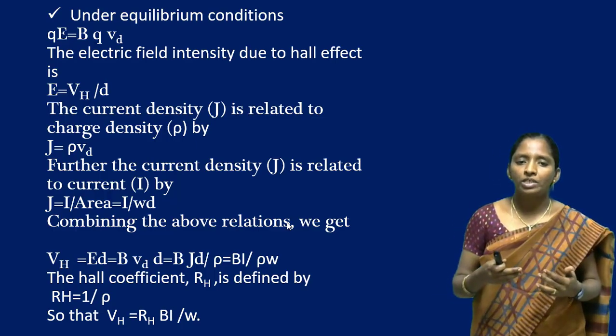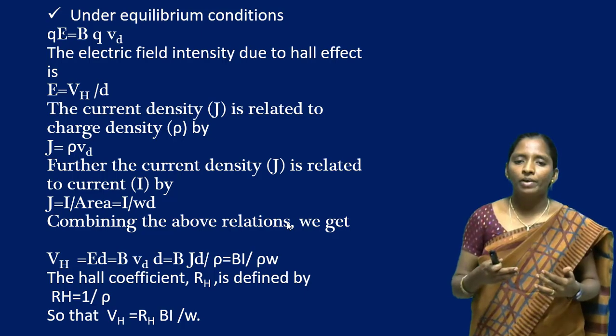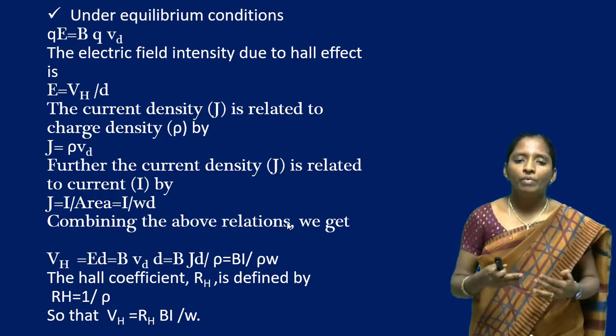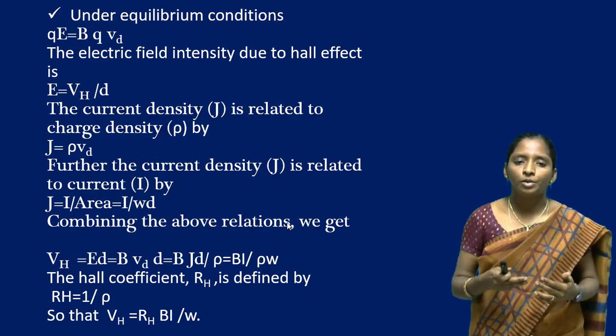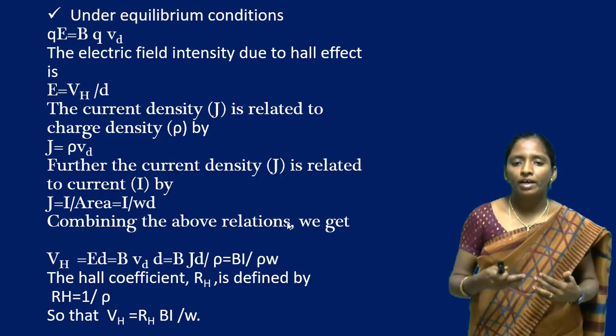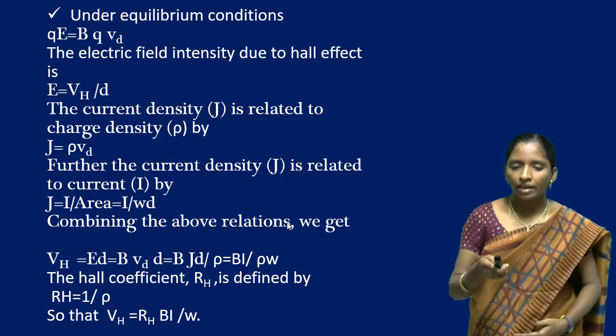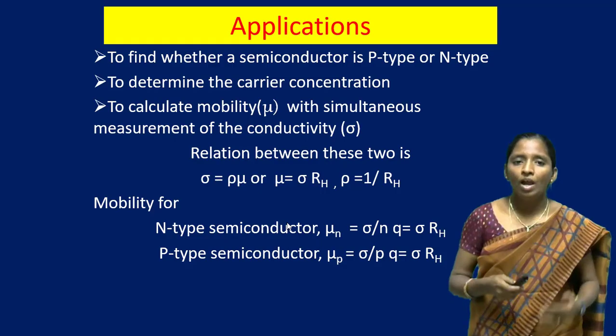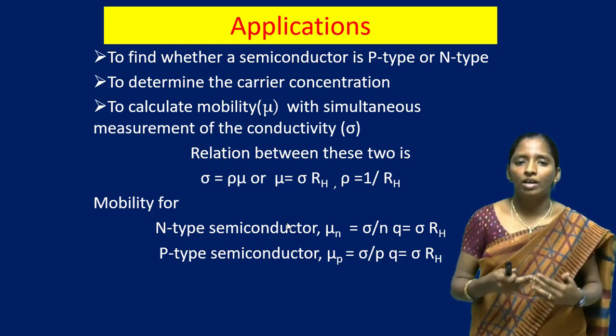The Hall coefficient RH is defined by RH equal to 1 by rho. So that VH equal to RH into B I by W, where RH is the Hall coefficient, VH is the Hall voltage, B is the applied magnetic field, I is the current, and W is the width of the current carrying conductor.